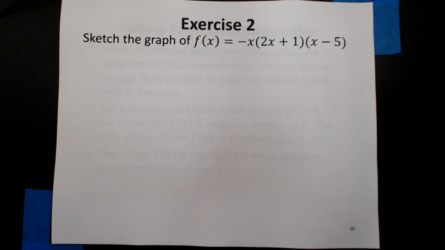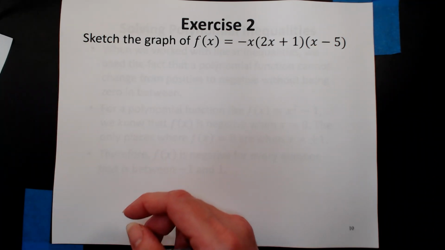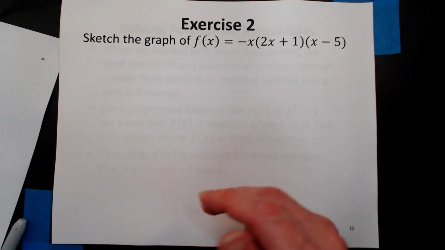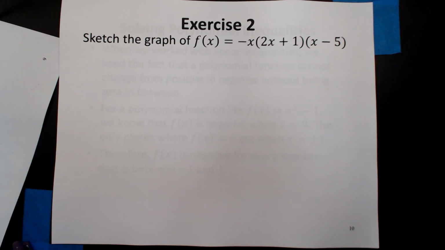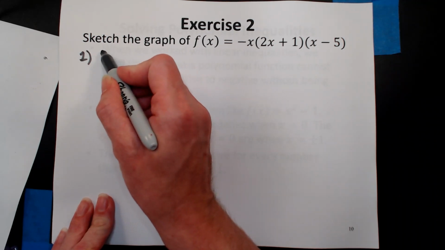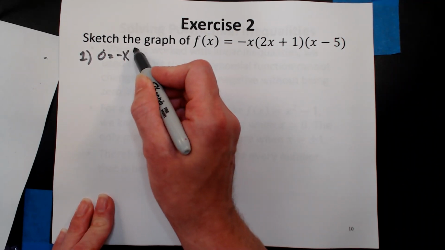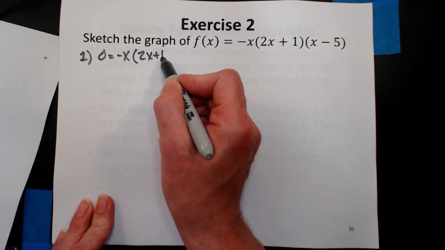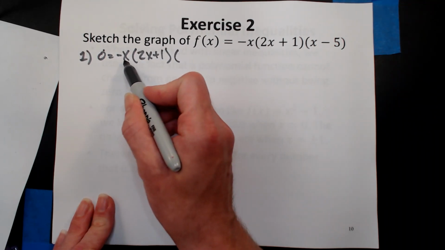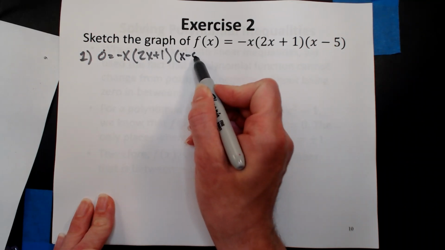Alright, so we'll have our instructions. Sketch the following graph. The first thing it wants us to do is determine the x-intercepts by setting it equal to 0. So I'll set this equal to 0. So the first step, I'm going to say 0 equals negative x times (2x plus 1) times (x minus 5).